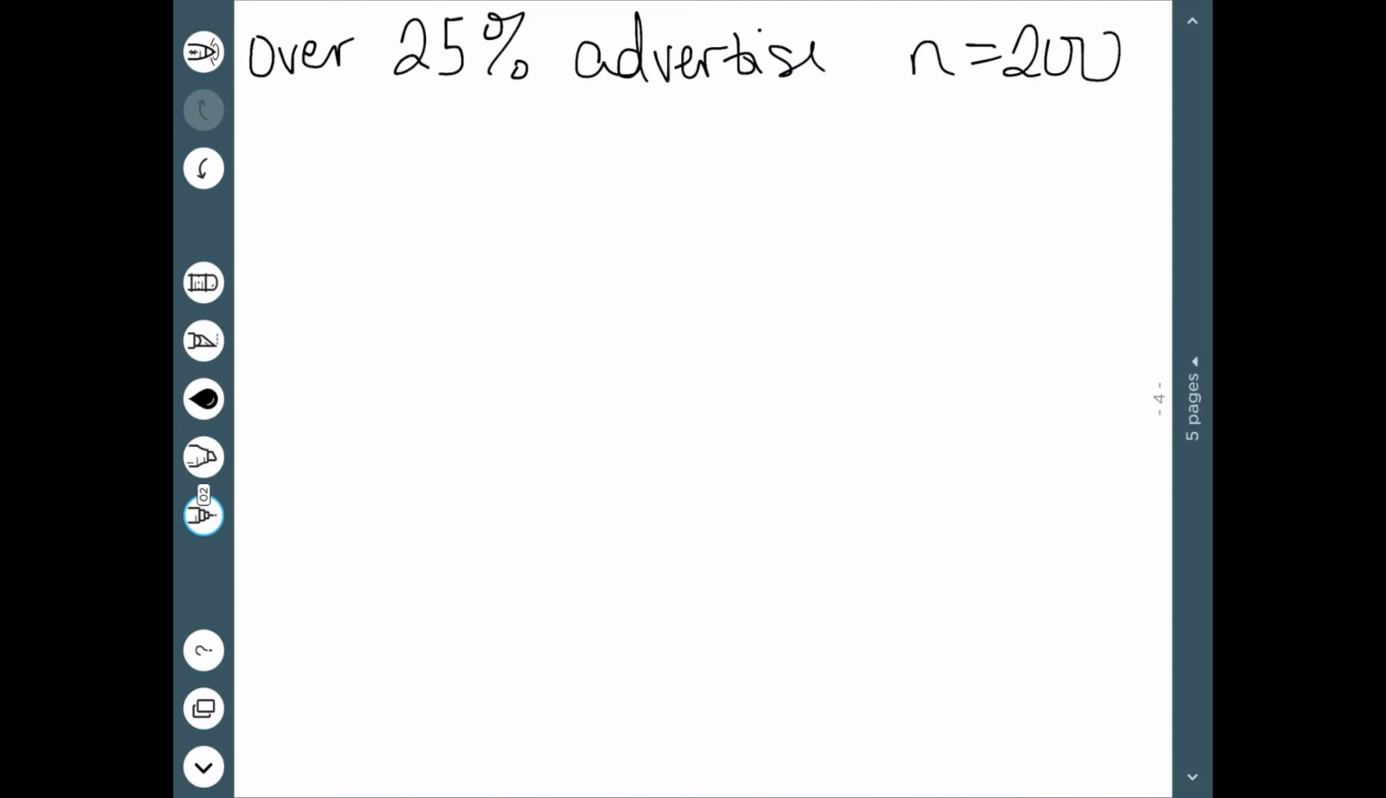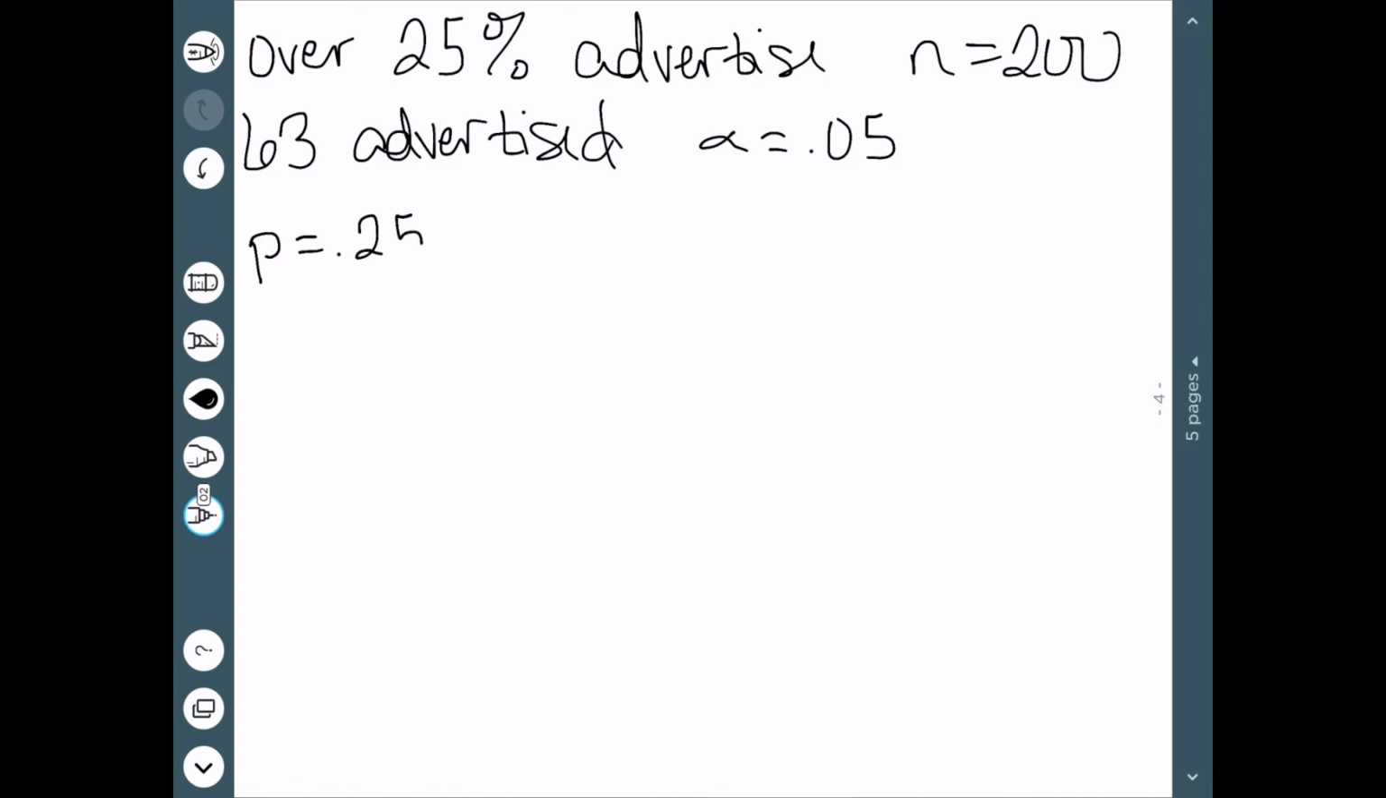Let's do one more using the p-value method. So let's suppose that an attorney claims that over 25% of all lawyers advertise. In order to test this, we have a random sample of 200 lawyers and found that 63 of them advertised. And we want to test the claim at alpha equal to 0.05. So either the percentage is 0.25 or it's bigger than 0.25.